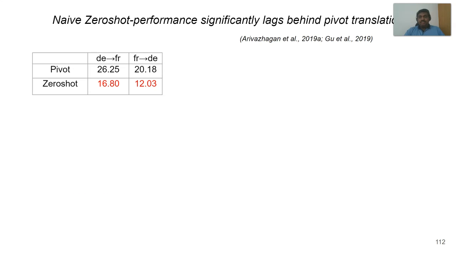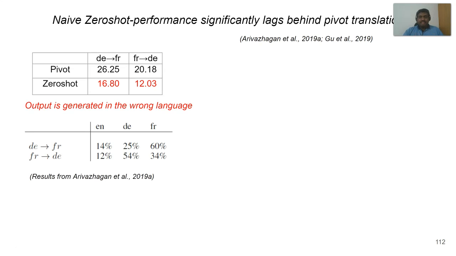Well, it turns out naive zero-shot performance actually significantly lags behind pivot translation, as you can see in some of the results on the screen. And if you delve into what is happening here, the many-to-many translation model trained on English-centric data is actually generating output in the wrong language. For example, when asked to do German to French translation, 60% of the time the output is French, but in the rest of the cases, it's either English or it's just copying over or generating a German sentence. So what's happening here?